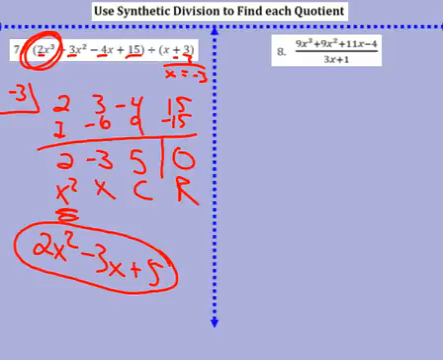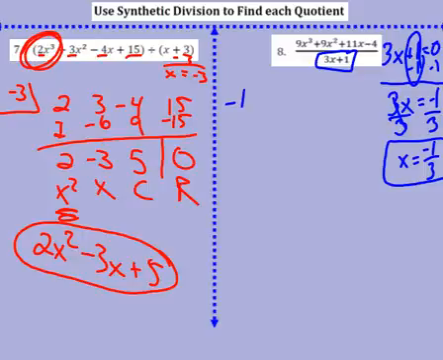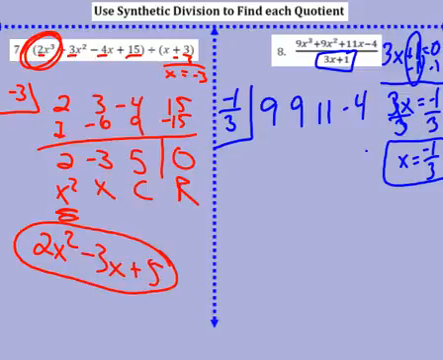So up here, this is our divisor in the blue box there. So this is going to be 3x plus 1 equals 0. So you subtract 1, subtract 1. 3x equals negative 1. Divide by 3. Divide by 3. So our dividing number that we're going to use here is negative 1/3. So negative 1/3. I'm going to put it in a box like that. So then we have 9, 9, 11, and negative 4.